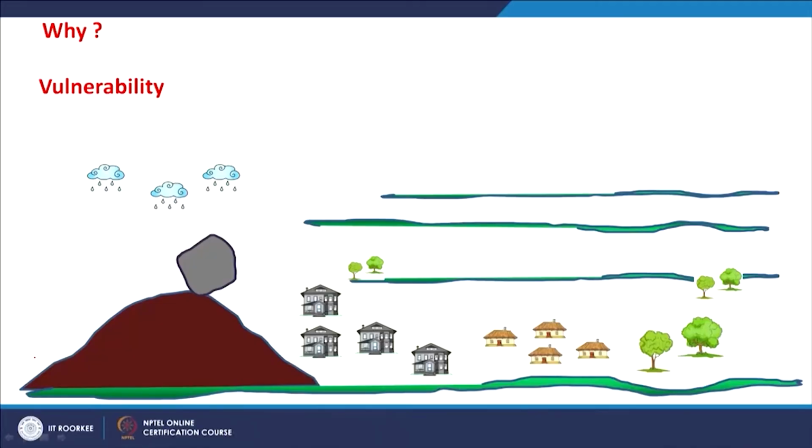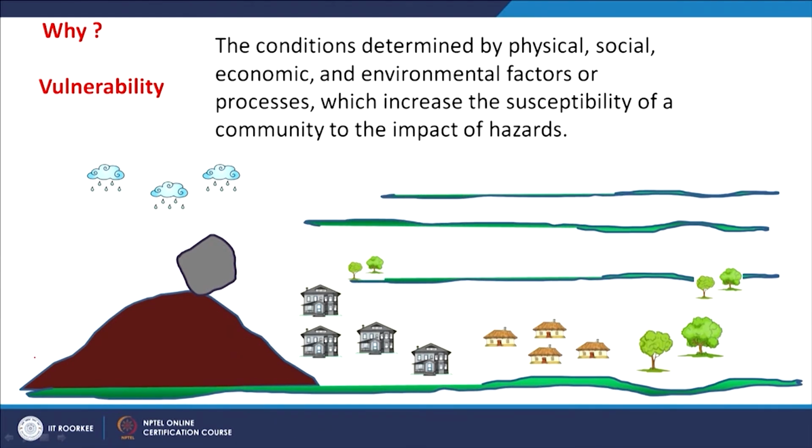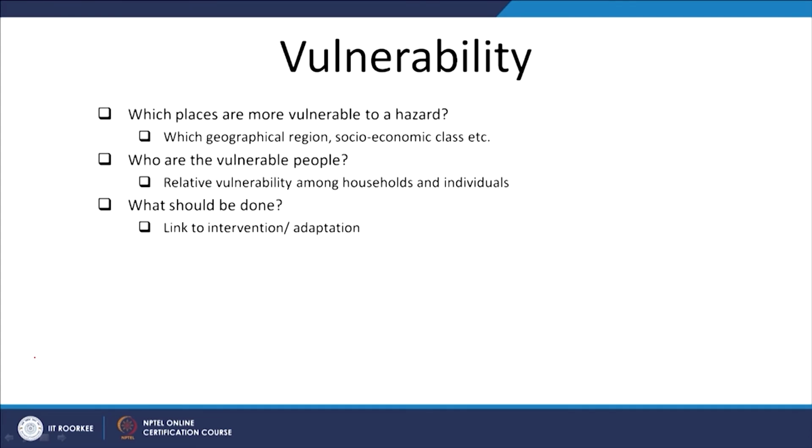We consider this vulnerability. Okay, that vulnerability is one of the critical conditions to define the degree of disasters. Now, we define vulnerability as the condition determined by physical, social, economic, and environmental factors or processes which increase the susceptibility of a community to the impact of hazard.